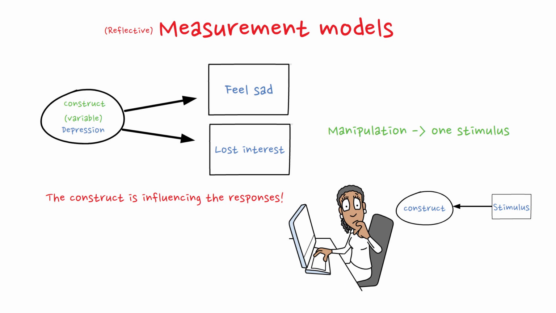And often, because a manipulation involves only one stimulus, researchers don't even bother drawing the oval. Instead, they just write the variable name directly in the rectangle. At that point, it's barely a measurement model at all.